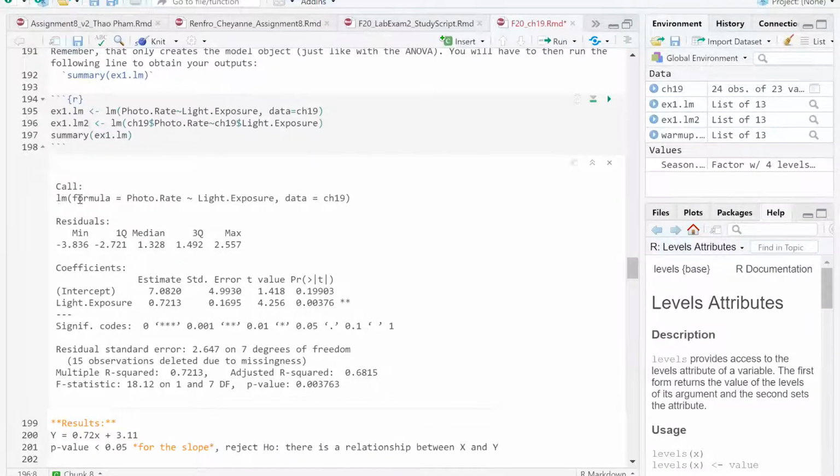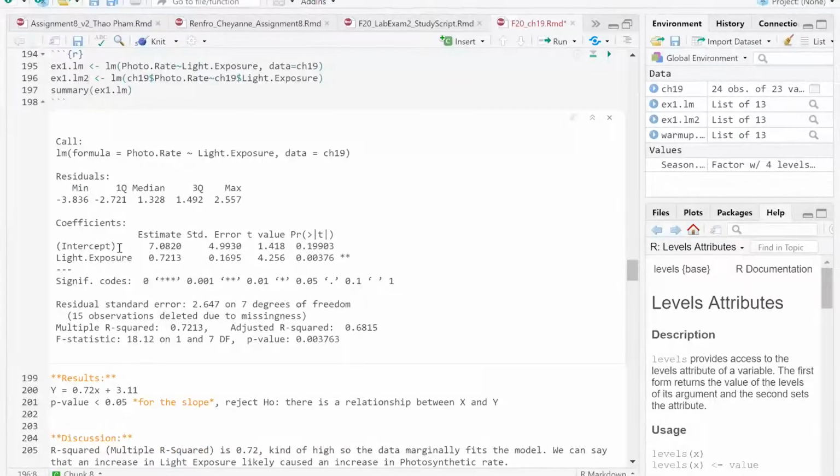It gives us the formula that went in, our residuals, and our coefficients. This is what we're really going to be focusing on, our coefficients and our multiple r squared. Ignore the adjusted r squared, we're not going to use that. We're going to use the multiple r squared.